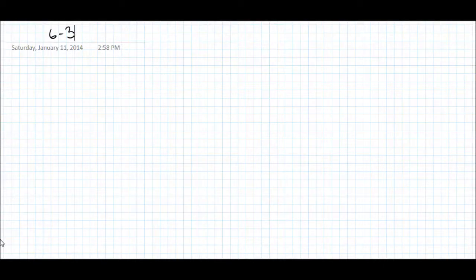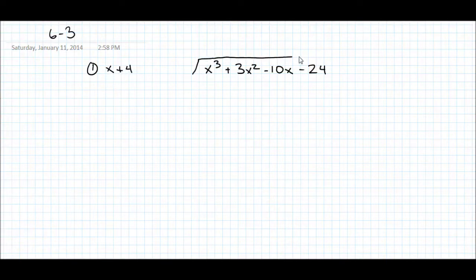Okay, practice 6.3, we have 1 through 25 odd. The first part is going to be determine whether each binomial for number 1 can factor x cubed plus 3x squared minus 10x minus 24. Well, for number 1, it's seeing if x plus 4 is a factor. Remember, to be a factor, it has to have no remainder.